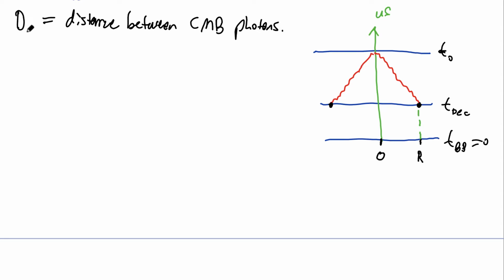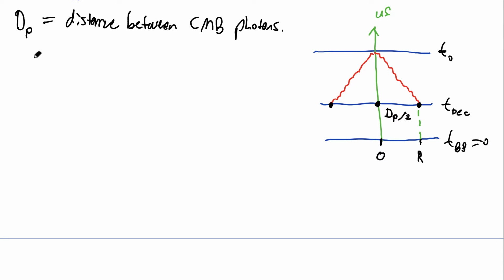And I'm going to put a little subscript p on here because it's the distance as determined by the past light cone, our past light cone at the time of decoupling. Now the distance between us at the time of decoupling, this event, and this event is just half of the distance that we want. So this is d sub p divided by 2. So how do we compute this distance?